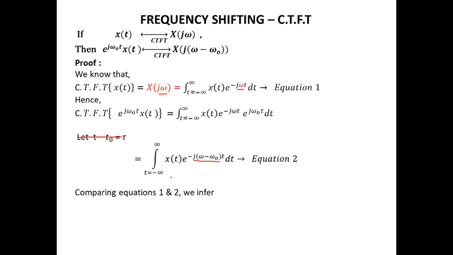So obviously what will you get on the left hand side? Instead of X of j omega, you will be getting X of j omega minus omega naught. That is what we are trying to infer. So when you compare these equations 1 and 2, you can tell that the CTFT of e power j omega naught t into x of t is equal to X of j omega minus omega naught. So this is called frequency shifting, right?